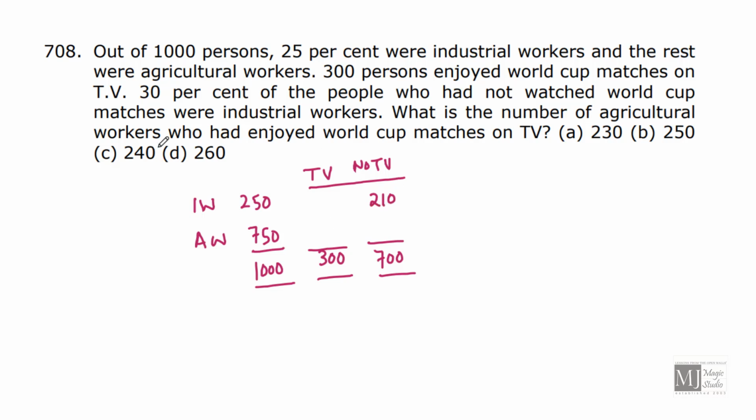What is the number of agricultural workers who had enjoyed World Cup matches on TV? We are looking out for this number. So 700 minus 210 is 490. 750 minus 500, 250, this is 260. So our answer is 260.